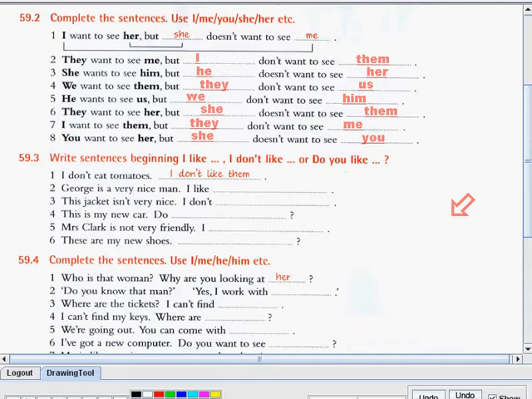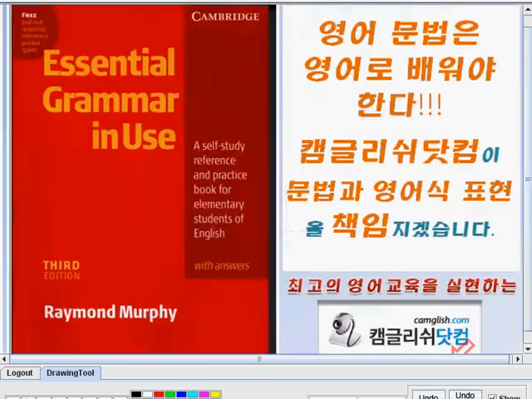There. So I hope you got everything correctly, and of course, you have to memorize the subject pronouns and the object pronouns, okay?